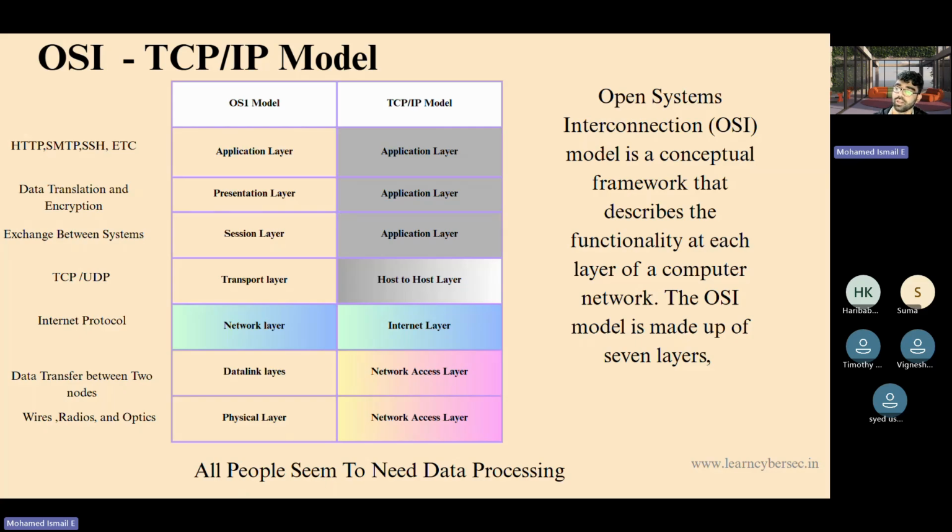Then data transfer between two nodes happens through the data link layer. The physical layer is your physical NIC card or a SIM card interface, where you are using a wired or wireless signal to transmit the application traffic.